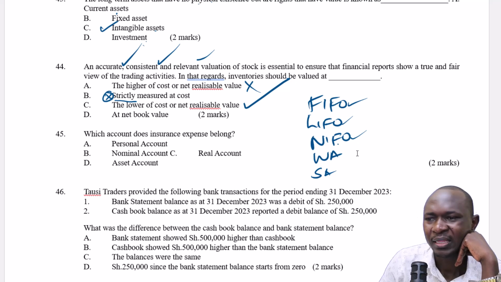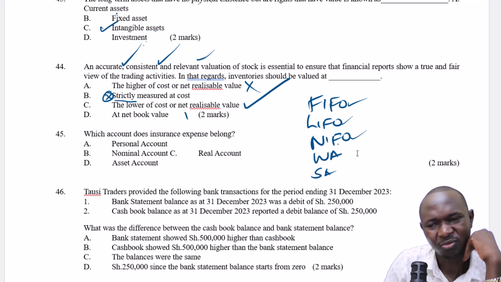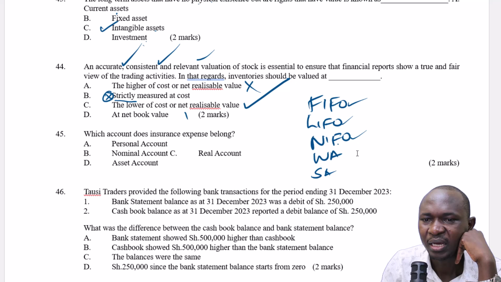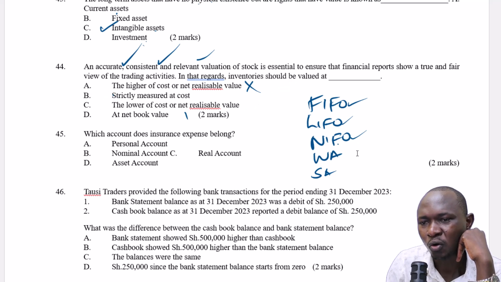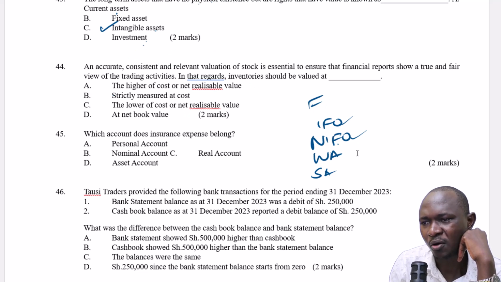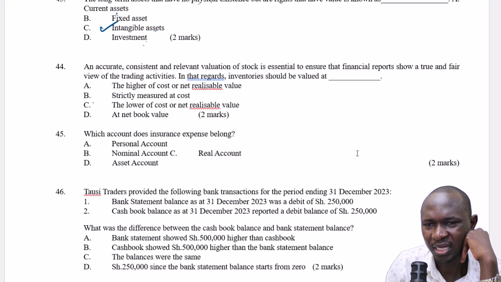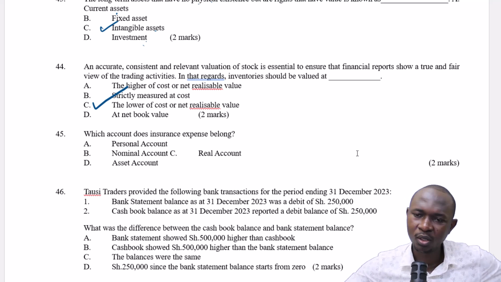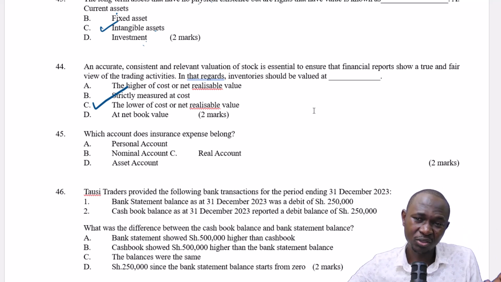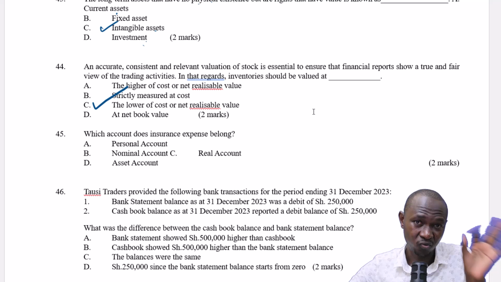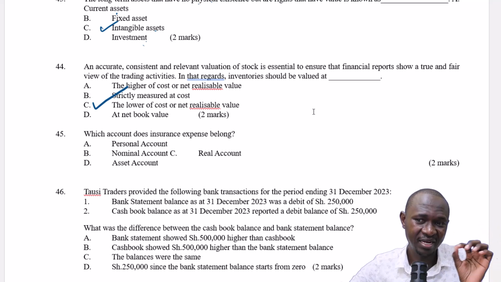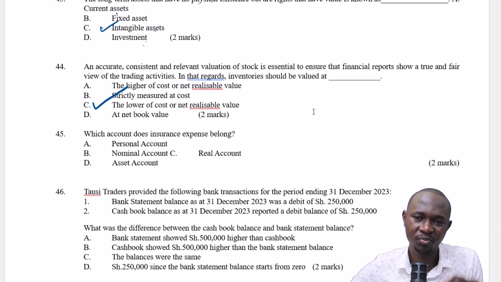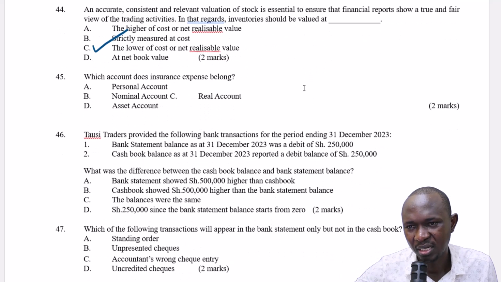Okay, the right answer is, see, this one also 50-50, but the right answer is C. C comes out strongly as the lower of cost or net realizable value. This one comes out as being a very strong answer. We go with the lower of cost. In most cases, we use the cost. But if the net realizable value will be lower, then it's preferable that we go with the net realizable value.